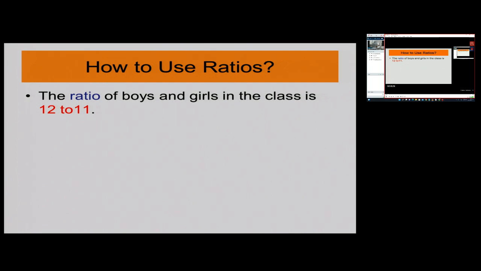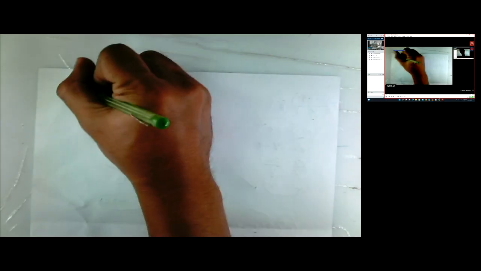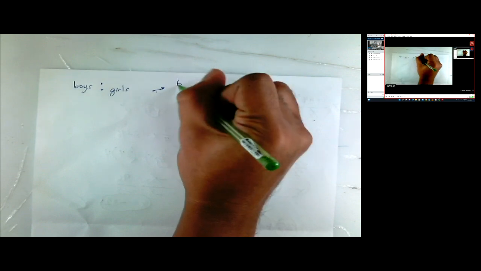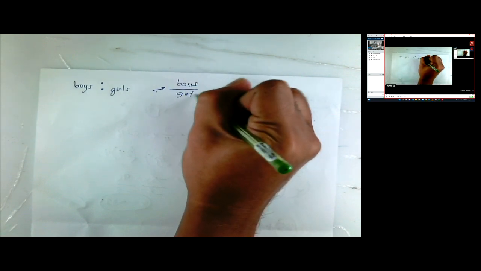Again, the ratio of boys and girls in the class is 12 to 11. If we're going to write that in ratio form, again, the ratio of boys to girls, we are comparing boys and girls, right? And remember, a ratio is written in colon or fraction form, or again, you can use "boys to girls." Now, it says there that the ratio is 12 to 11.